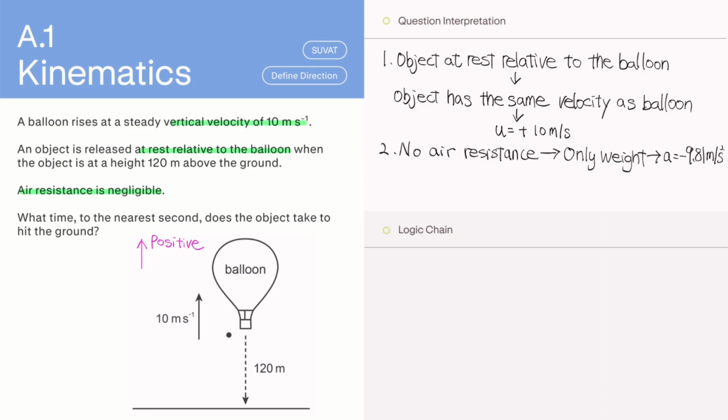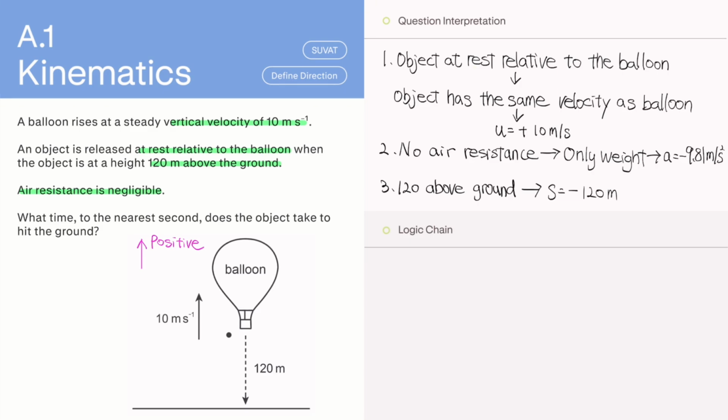Here is another piece of information. We are told that the object starts 120 meters above the ground. So, should the displacement be positive 120 or negative 120? Think about this carefully. This is where your sign convention matters. The object ends up below its starting point, so displacement is negative 120. Let me know in the comments if this part is still not clear to you.